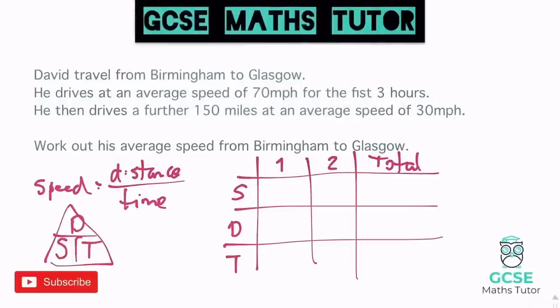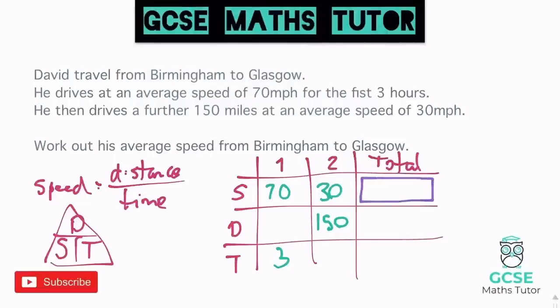Okay, so at the moment we have, he drives at an average speed of 70 miles an hour for the first 3 hours. So this first one here is 3 hours, and he drives at a speed of 70 miles an hour. The second part, it says he drives 150 miles, which is a distance, and he drives at an average speed of 30 miles an hour, so that's going to go just above there. And we want to work out essentially the average speed for the whole journey, which is this one just here.